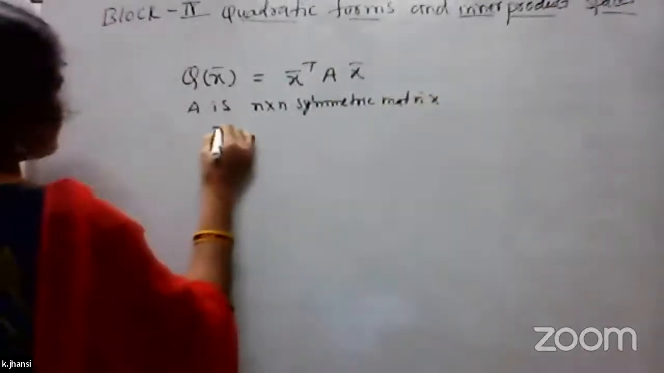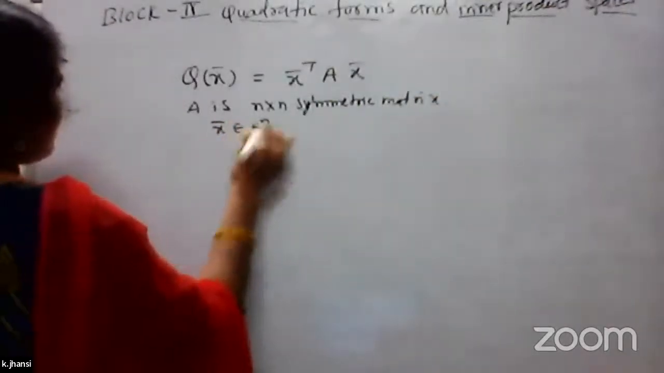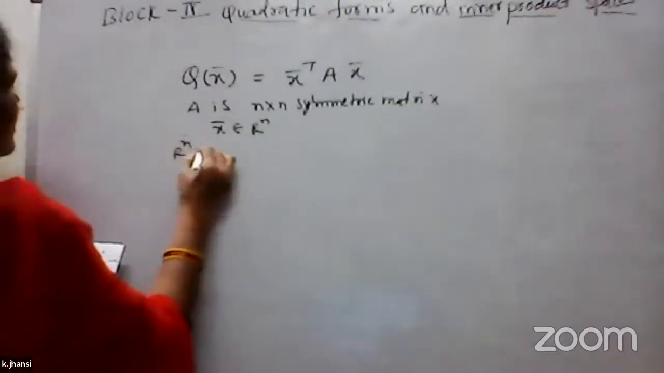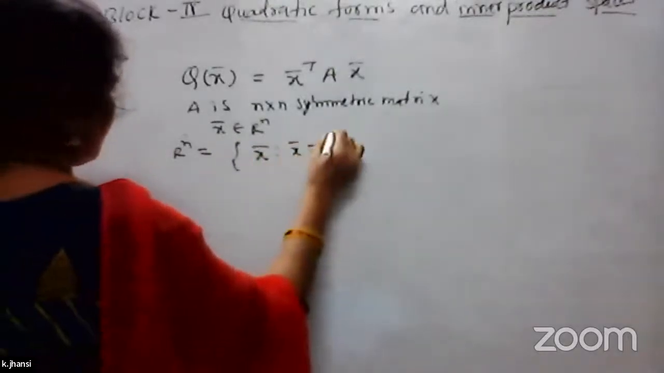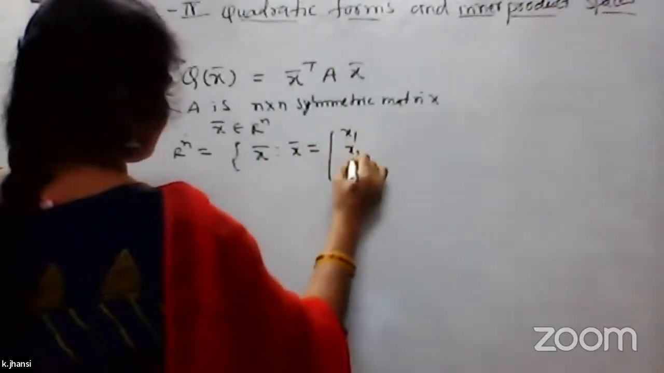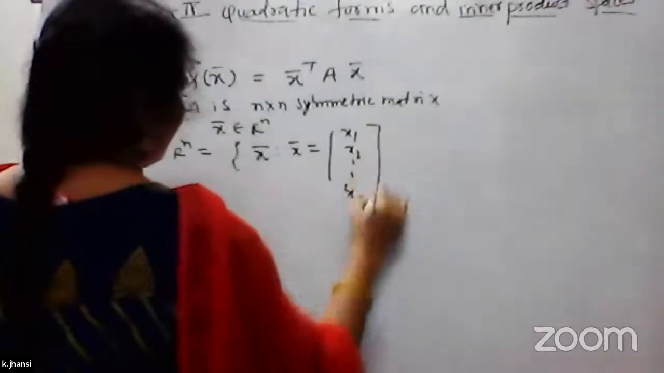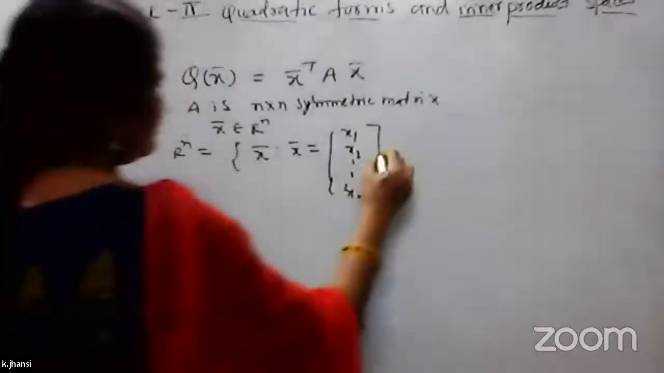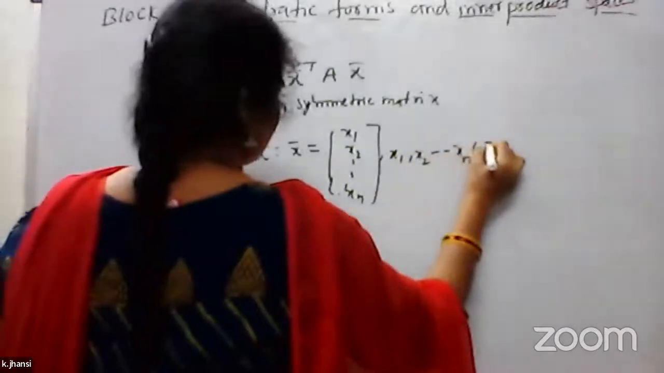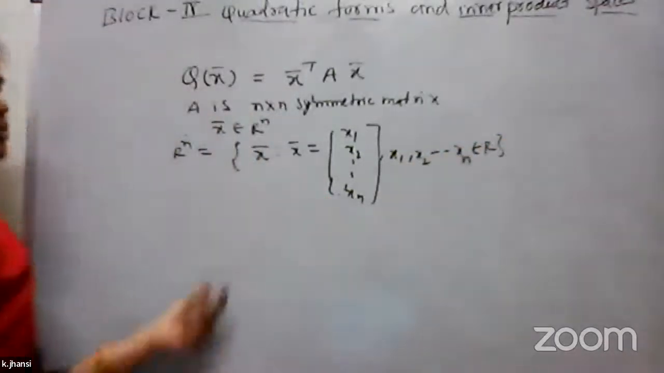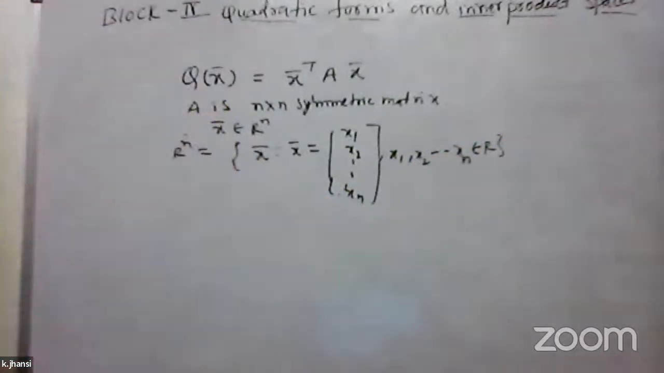And here x bar belongs to R to the power of n, that is, real numbers we have here. R to the power of n is equal to x bar, such that x bar equals x1, x2, and so on up till xn. So this is the definition of the quadratic form.